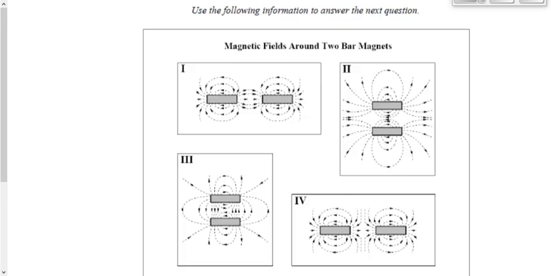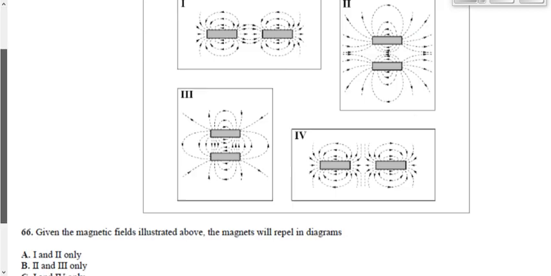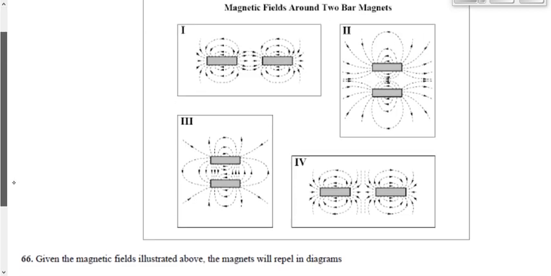Okay, I got a few multiple choice questions that I want to work on here. The first one is multiple choice number 66, and that's going to appear close to the end of your booklets. All right, let's have a look here. This question says, given the magnetic fields illustrated above, the magnets will repel in which diagrams?